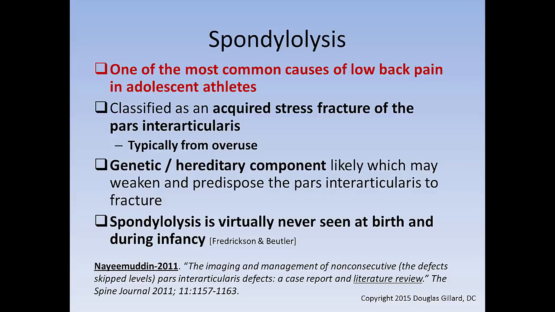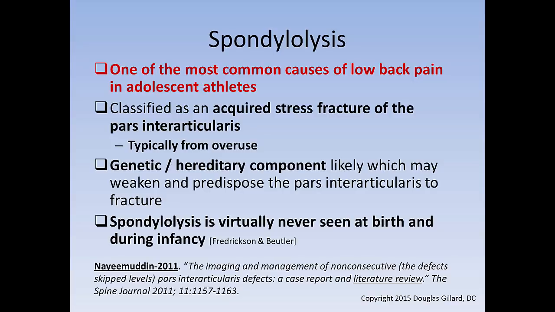Spondylolysis is one of the most common causes of low back pain in adolescent athletes. Let me say that again. You're going to see adolescent wrestlers and gymnasts and track and field discus throwers. It's one of the most common causes of low back pain in adolescent athletes, and this is classified as an acquired stress fracture of the pars. This is not something they're born with. Let me repeat, we used to think that a long time ago.